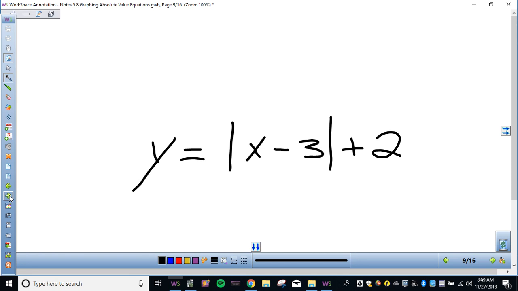Okay, now you've got 2 of them to write. Start with the -3 inside and then the +2 after. So you're writing 2 transformations for this. On the whiteboard, go.